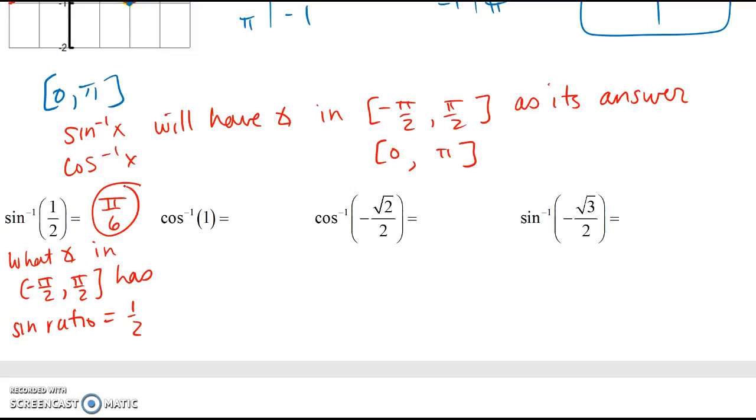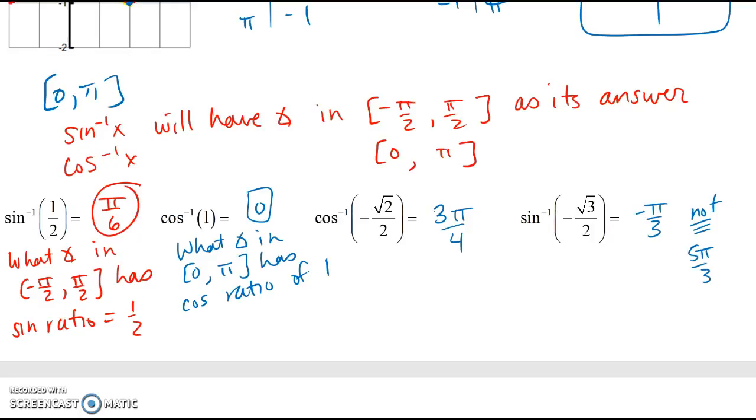I understand there are multiple angles that have a sine ratio of 1/2, but in order for the function's inverse to exist, we have to limit the possible answers to just one. And there is only one answer in the -pi halves to pi halves window. All right, same idea for cosine. When we are reading our cosine problem, the way we want to see this is what angle in 0 to pi has a cosine ratio of 1. And we'd say, okay, cosine equals 1 at 0, so my answer here is 0. All right, pause the video and try the next two on your own.